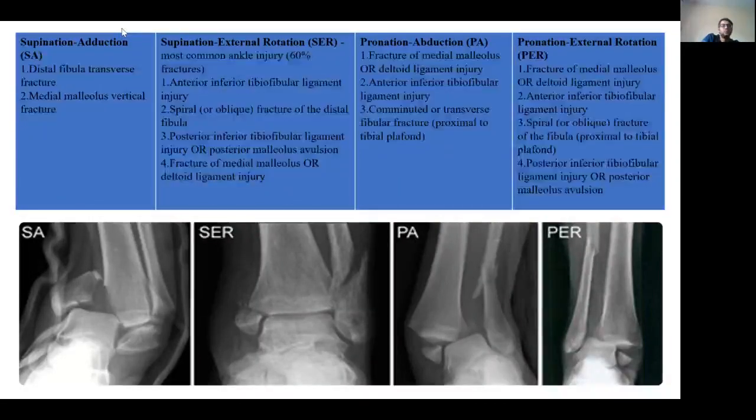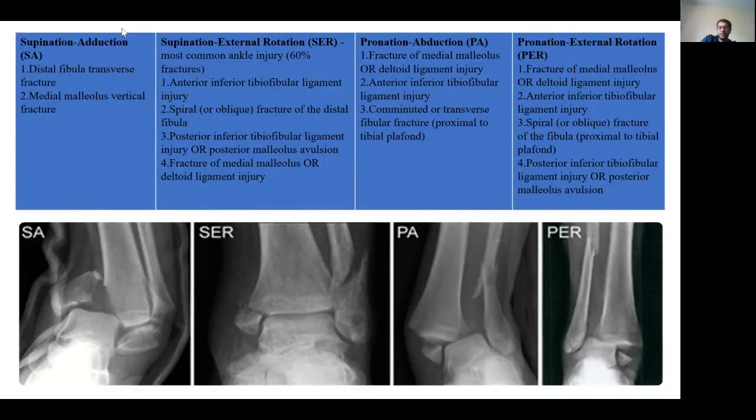The first type is supination adduction, where there is a distal fibula transverse fracture and there is a medial malleolus vertical fracture. The second type, which is the most common type of ankle injury, is supination external rotation, where the anterior inferior tibiofibular ligament is injured and there is a spiral or oblique fracture of the distal fibula. And there is also posterior inferior tibiofibular ligament injury or posterior malleolus avulsion fracture. And there is a fracture of the medial malleolus or deltoid ligament injury.